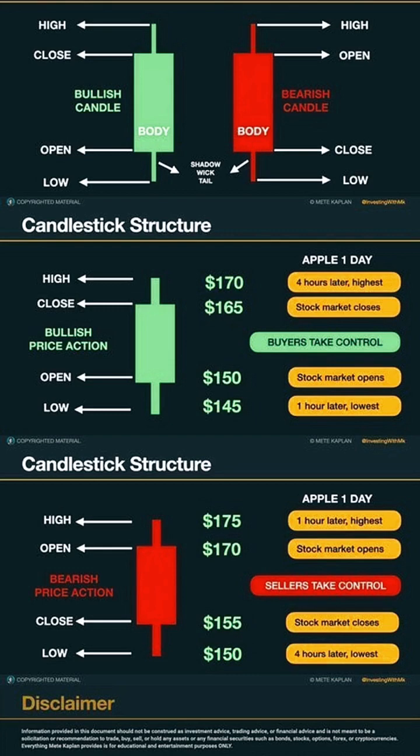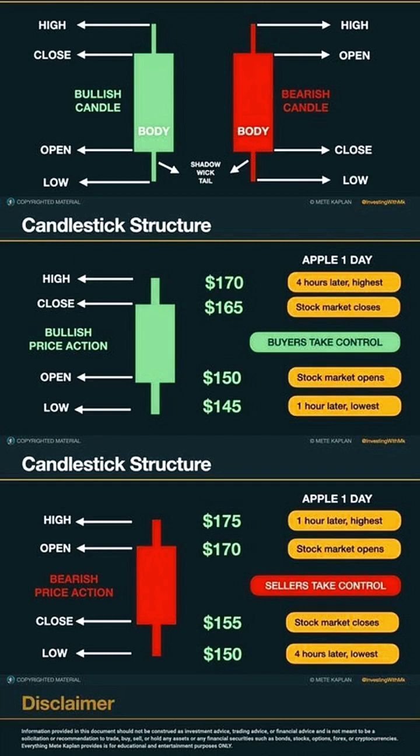Notice that it says this. Look at the open. At the bottom of this green candlestick in the middle, you see the word low, and then you see the word open. So let's say that at 9:30, the stock market opens, and Apple, let's say this is Apple, opens at $150. That means the price of Apple that day started out at $150.